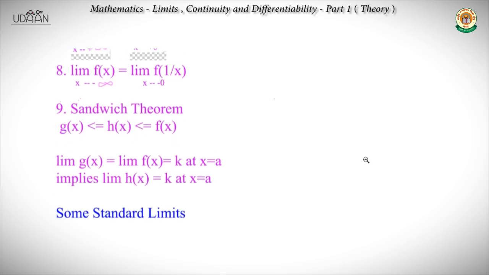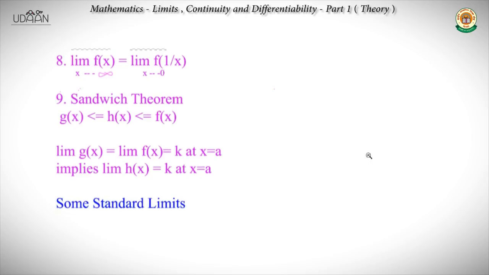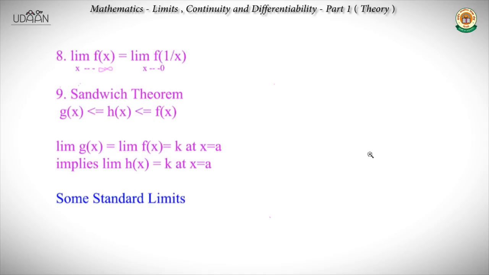The ninth and one of the most important theorems is the sandwich theorem. It states that if g(x) is less than or equal to h(x), which is less than or equal to f(x), and if at x tends to a, limit of g(x) equals limit of f(x) equals k, it implies that limit of h(x) also equals k, the limit of the other two functions at x equals a.